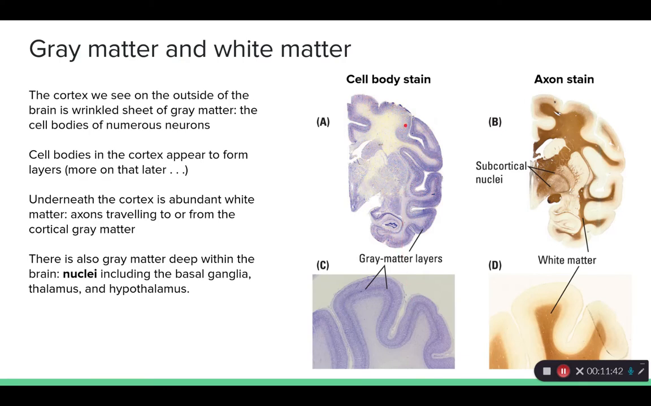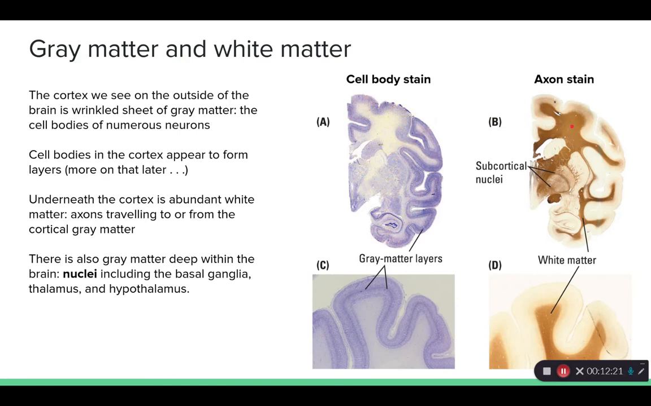Now, if we look just immediately below the surface of the cortex, what do we see here? Well, we see that there's no stain here whatsoever. And what that should probably tell us is that there aren't any cell bodies here, so therefore there must be axons. And if we go over here to the right, we see that that's the case. So these two slices here were taken at about the same place in the brain, except this one on the left has a cell body stain, but this one on the right here has an axon stain.